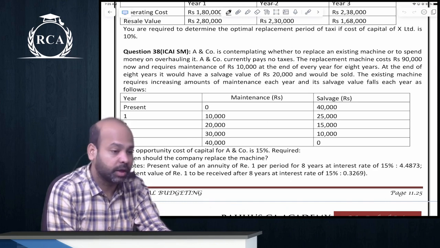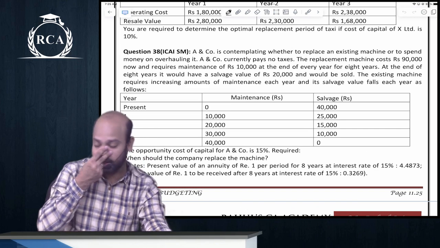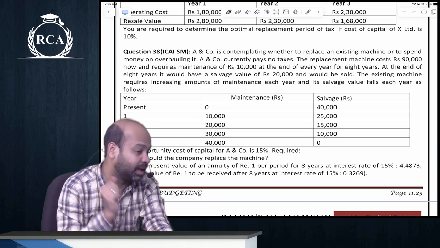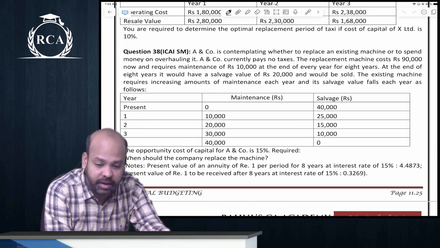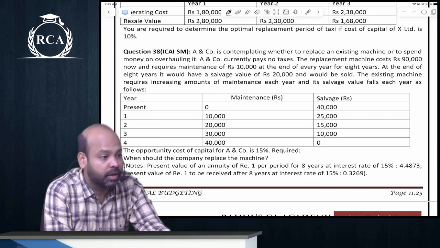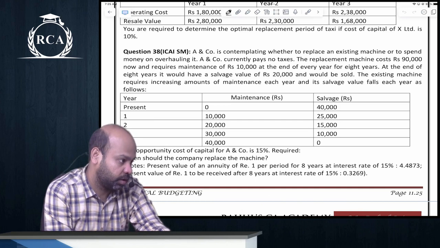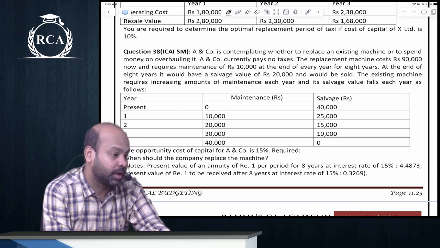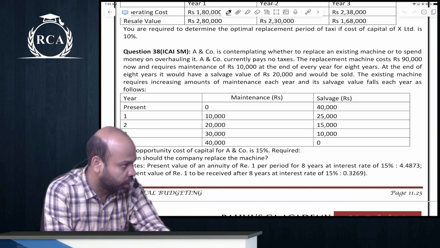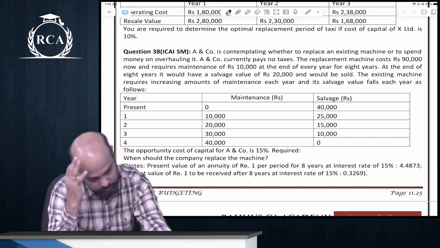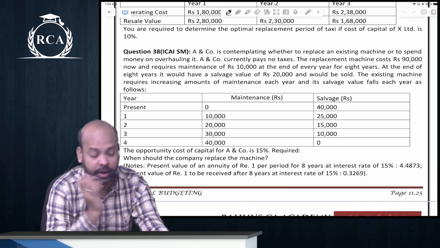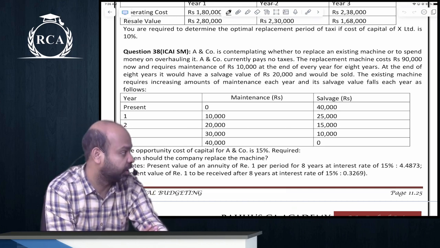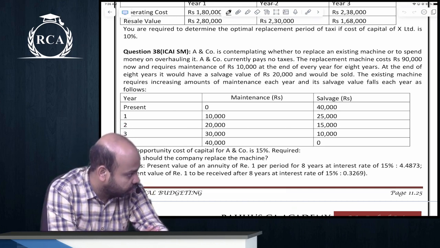So how will you take a decision? We will compare the equated annual cost, the EAC, of the existing machine with the new machine. Is that clear, kids?